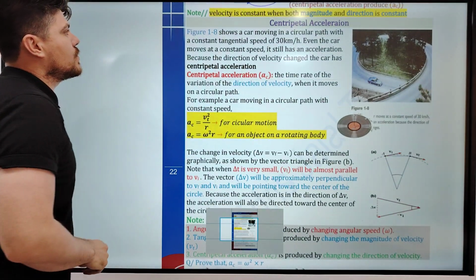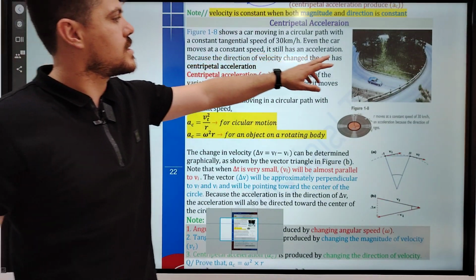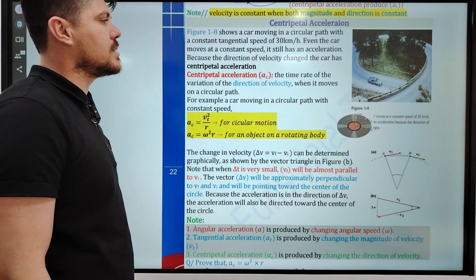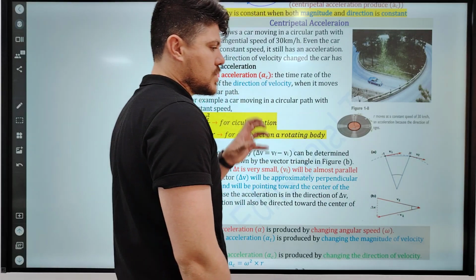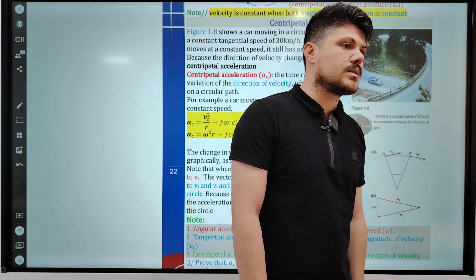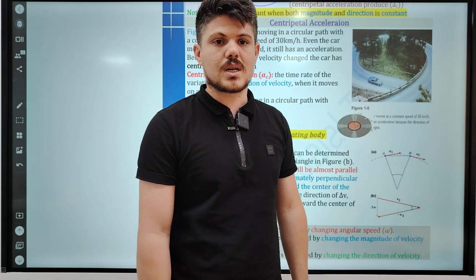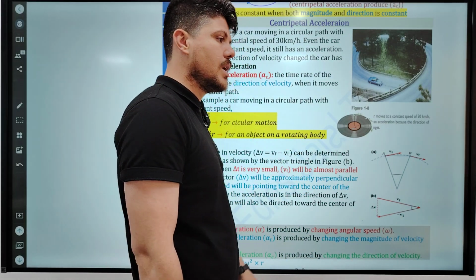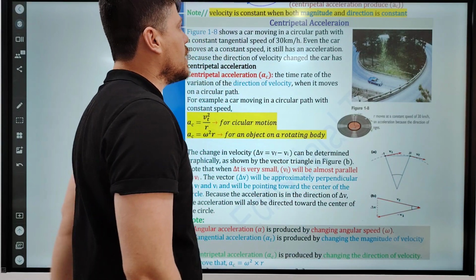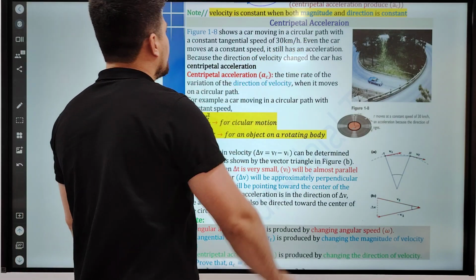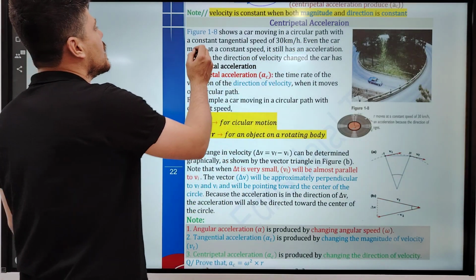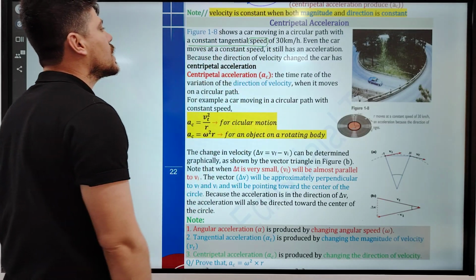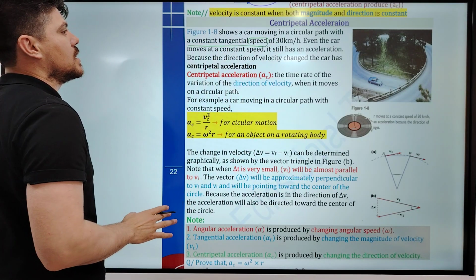So centripetal acceleration, as you can see in this figure, when a car is moving in a circular path, this car has centripetal acceleration, and sometimes has tangential acceleration, and sometimes has no tangential acceleration, because the tangential acceleration depends on the variation of the speed. Okay, moving in a circular path with a constant tangential speed, with constant what? Tangential speed, constant speed, not allowed to say constant velocity.